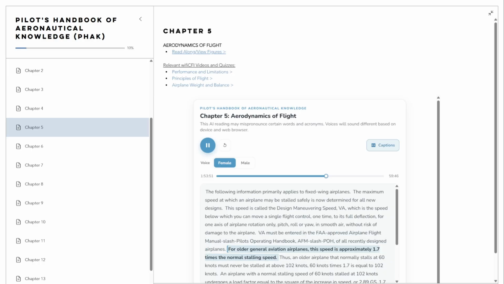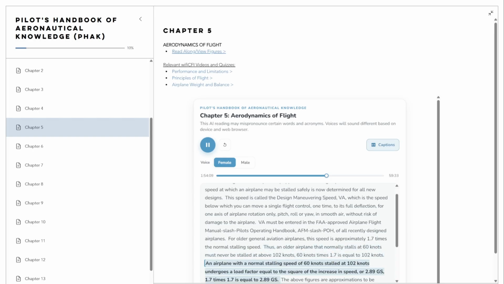For older general aviation airplanes, this speed is approximately 1.7 times the normal stalling speed. Thus, an older airplane that normally stalls at 60 knots must never be stalled at above 102 knots. 60 knots times 1.7 is equal to 102 knots. An airplane with a normal stalling speed of 60 knots stalled at 102 knots undergoes a load factor equal to the square of the increase in speed, or 2.89 gs. 1.7 times 1.7 is equal to 2.89 gs.